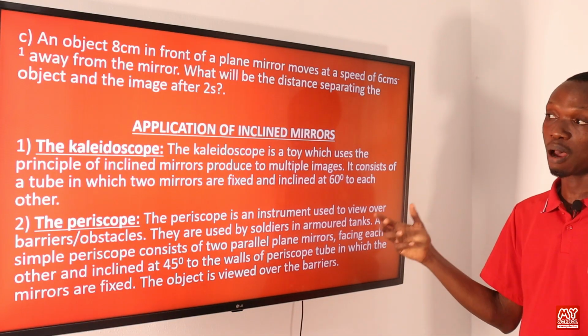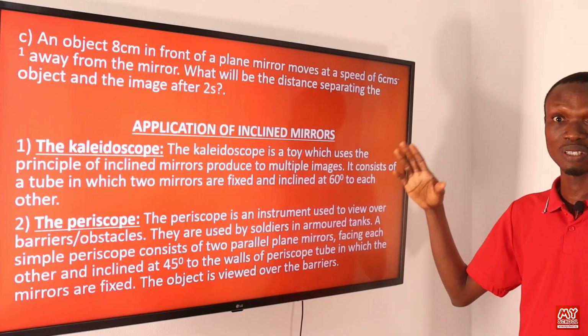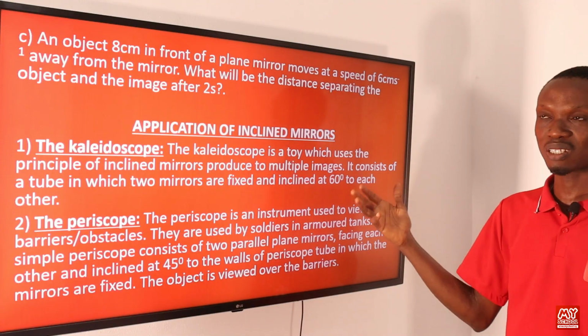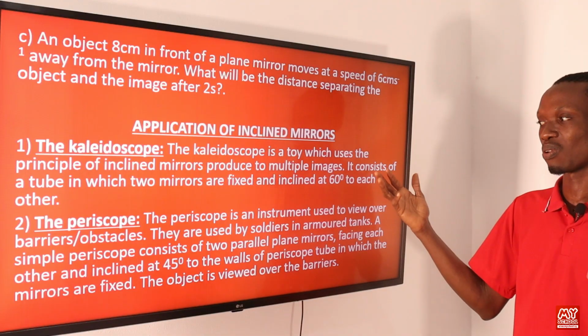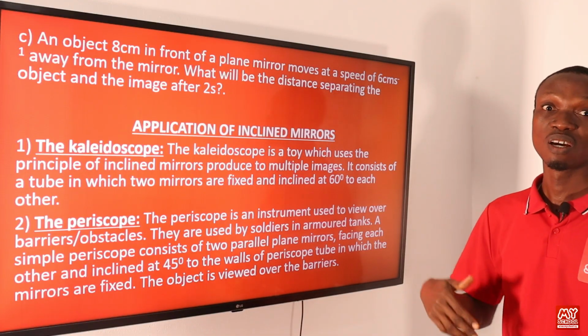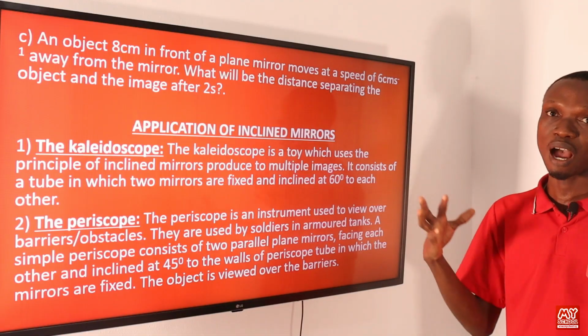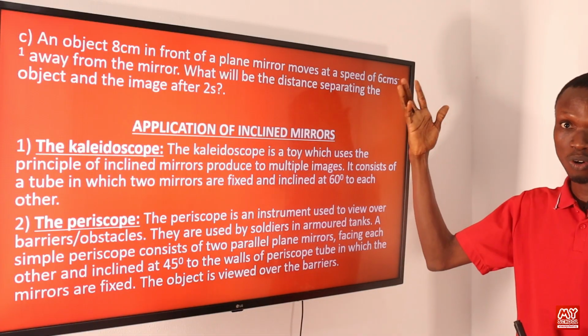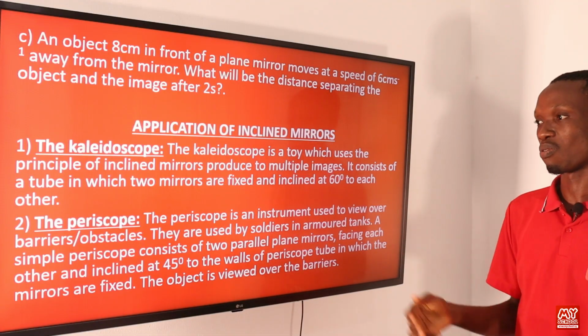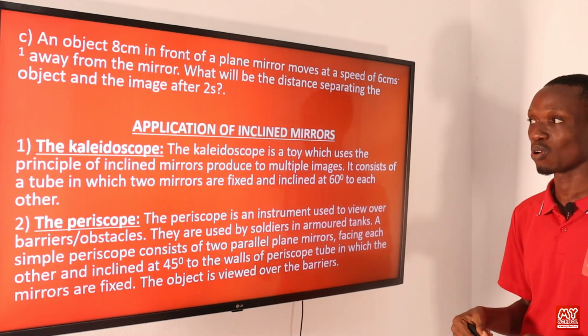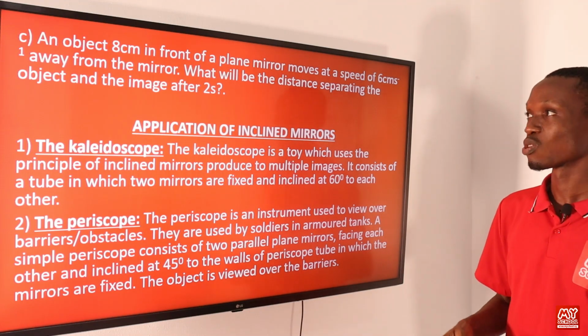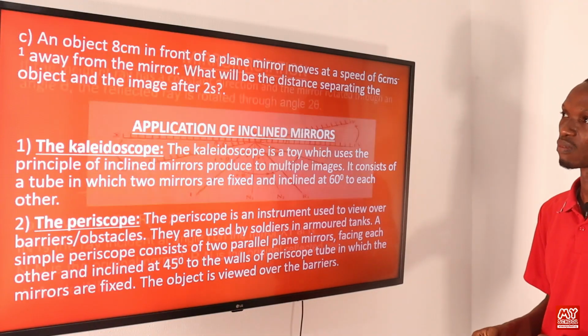Another application of inclined mirrors is in the sextant. A sextant is an instrument used by navigators to measure the angles between the sun and the horizon, right? Those are the applications of inclined mirrors. So let's move to the next slide.